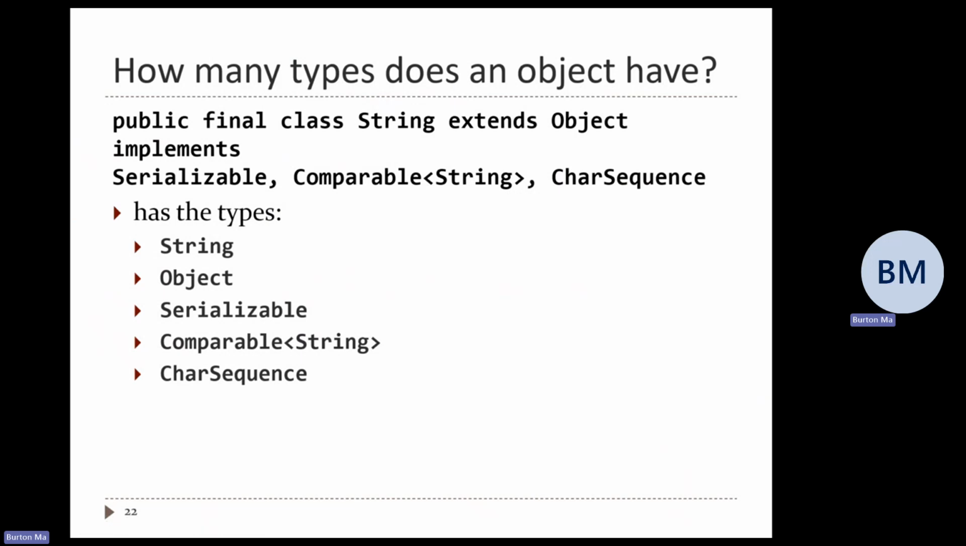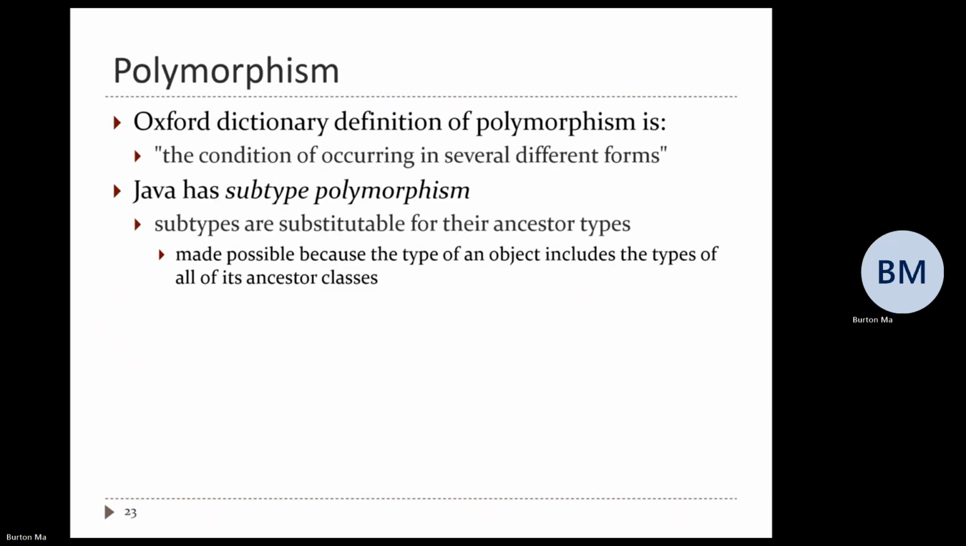There's the String class. String extends Object and implements 3 interfaces. So a String is a String, it's an Object, it's a Serializable object, it's a Comparable object, and it's a CharSequence object. So objects in Java can have many types. And that's what's meant by this term polymorphism, which is another one of the hallmarks of object-oriented programming. The Oxford Dictionary says polymorphism is the condition of occurring in several different forms.